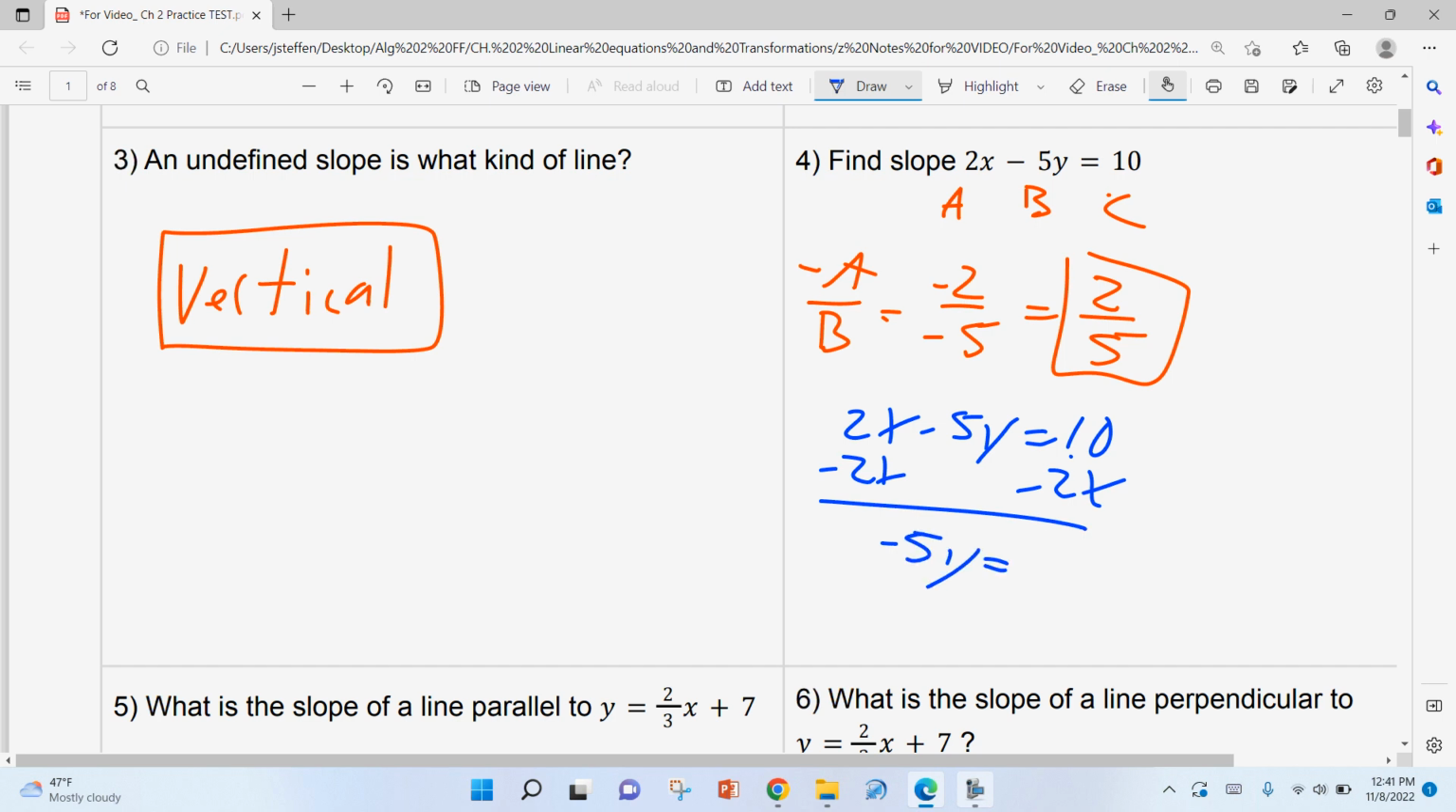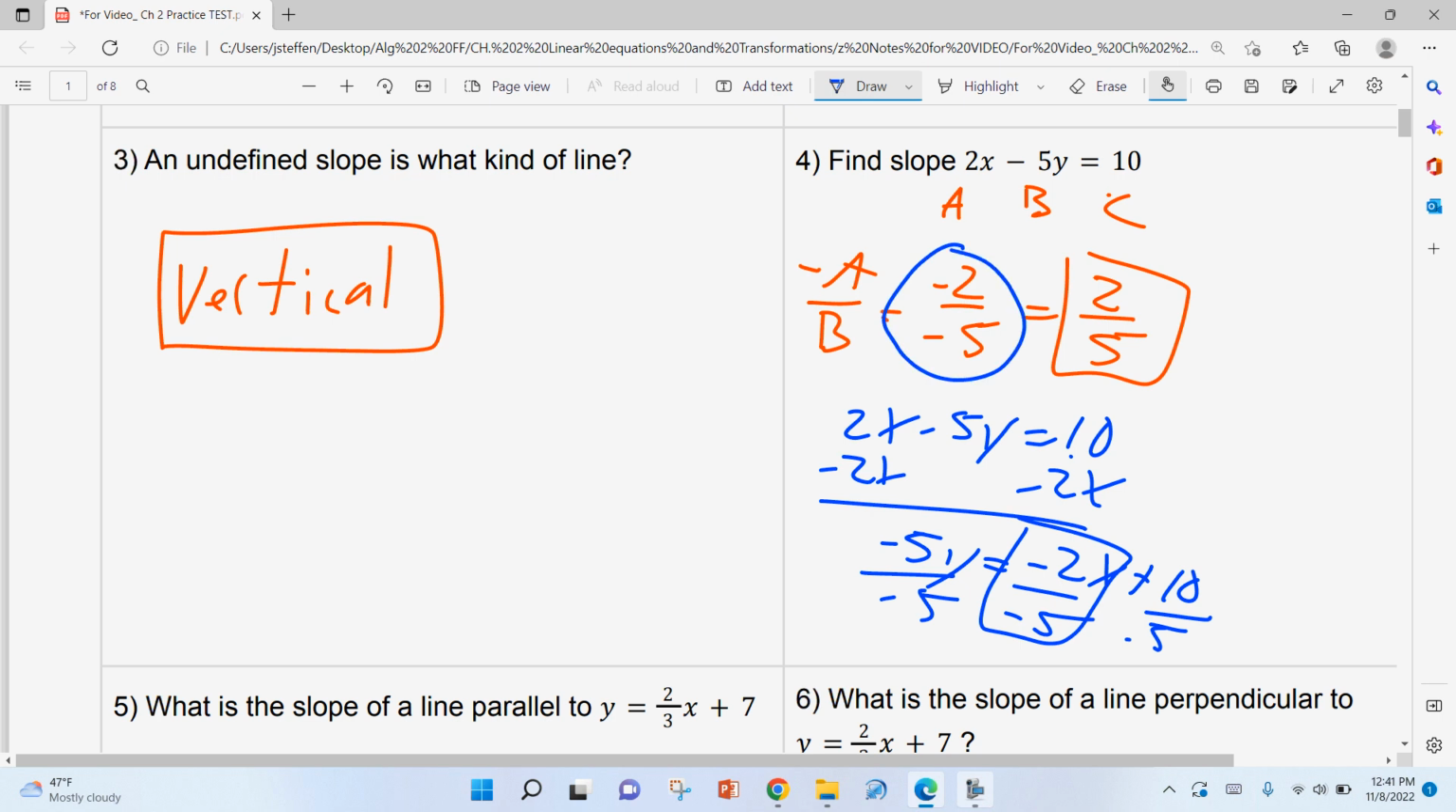-5y is equal to -2x plus 10. Then when you divide everything by -5, surprise, surprise, we get -2 over 5, which is what we had here, which reduces down to 2 over 5. So there's 2 ways to do that when you're looking for the slope.